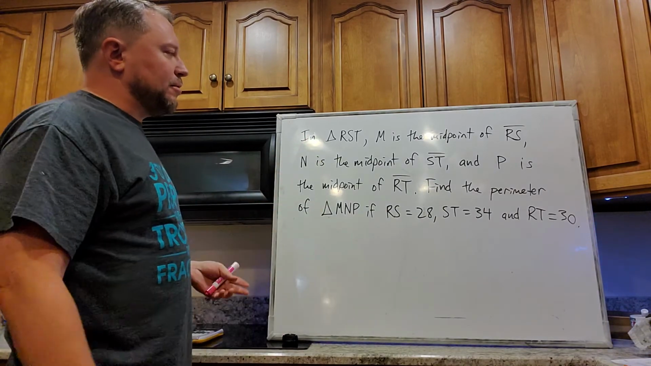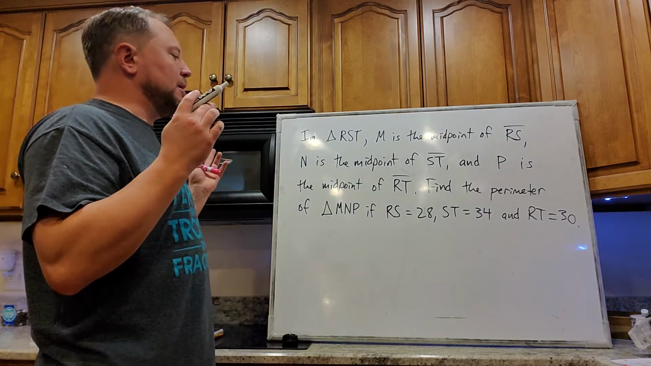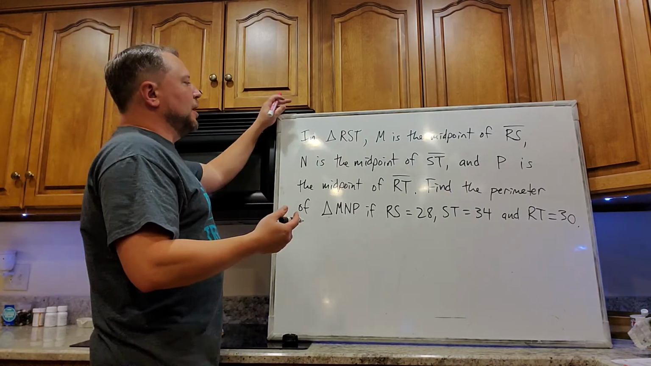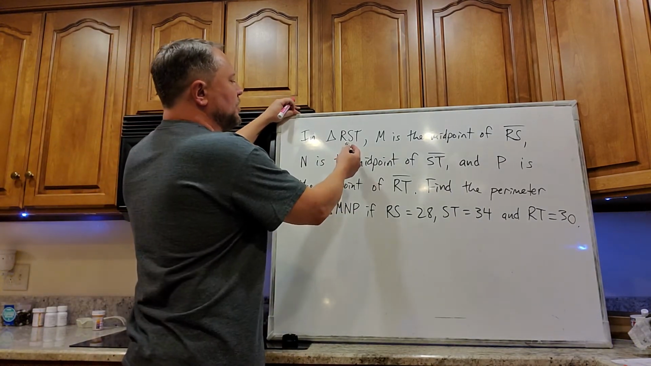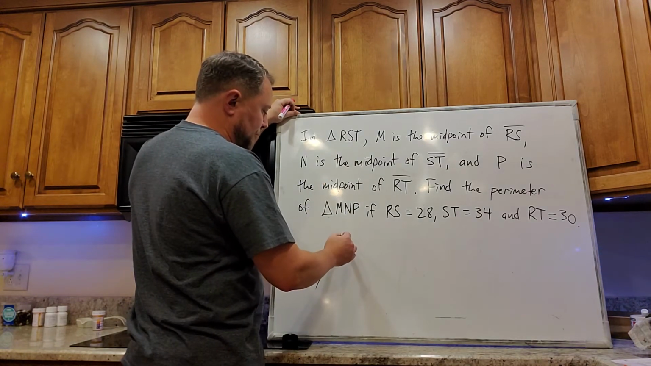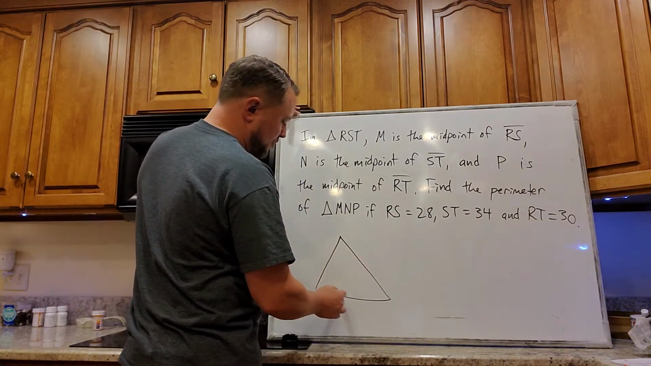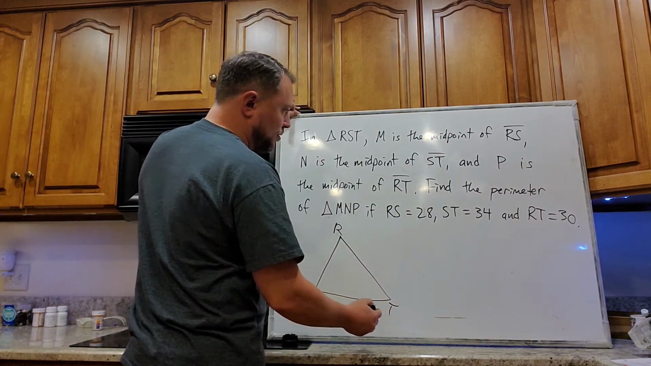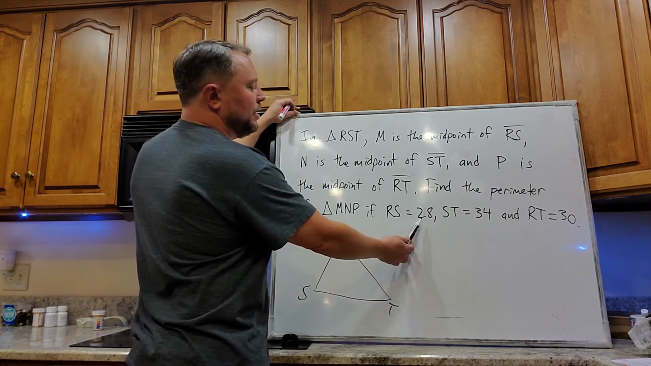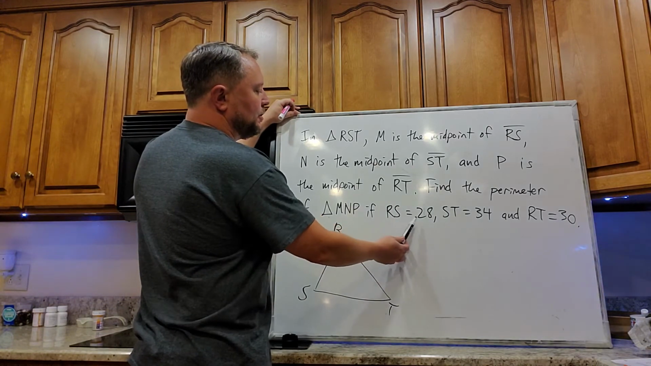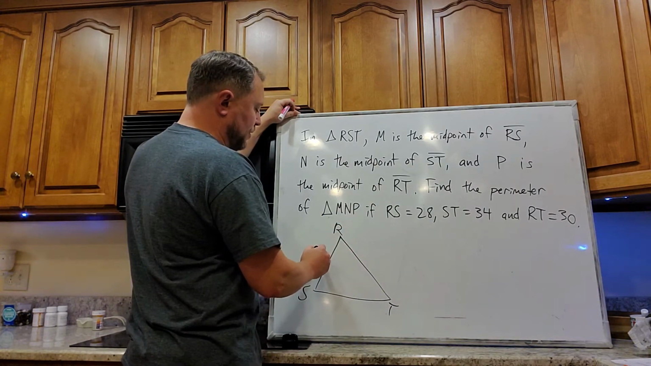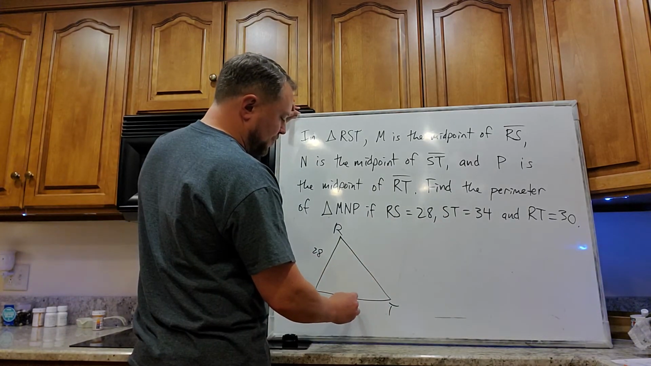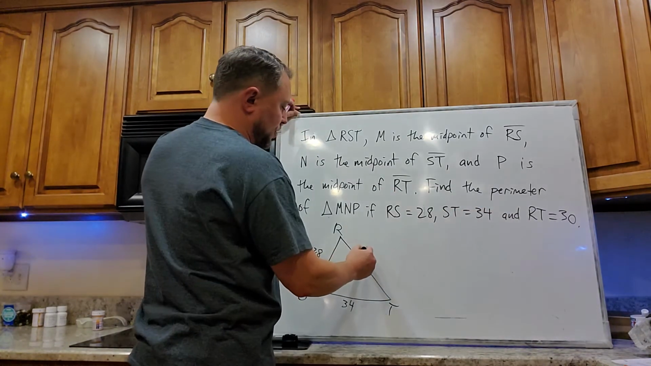Now, right now, it might sound confusing. You might think, oh, how am I going to do this? Let's just start out with a picture. We have our original triangle RST. And if you look at the very end here, they even told us RS had a length of 28 for that side. ST has a length of 34. And RT is 30.